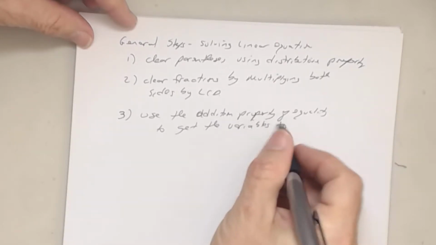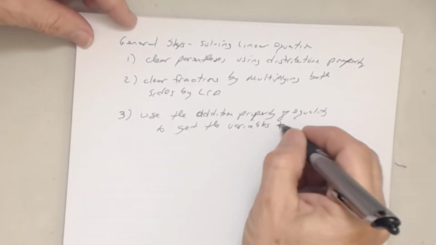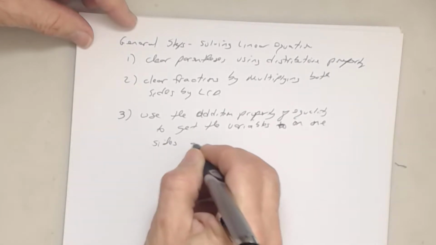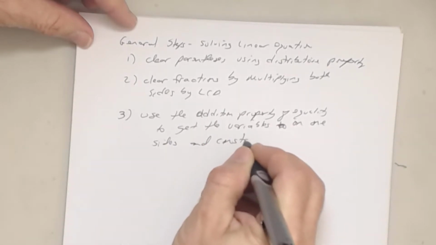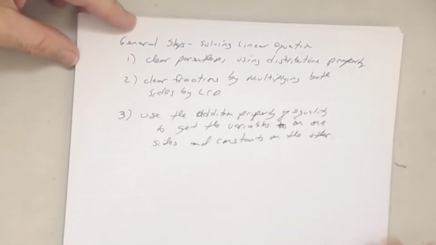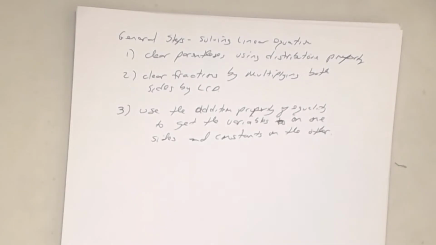Use the addition property of equality to get the variables on one side and constants on the other. And we've been doing that. When you had all these linear equations, you brought the variables to one side, constants to the other, and you used the addition property of equality to do that. So step 3 is not new, step 1 is not new. The only thing that would be new to you is which step? Step 2. That's the only thing that would be new.